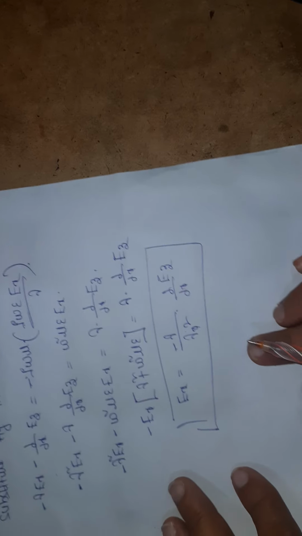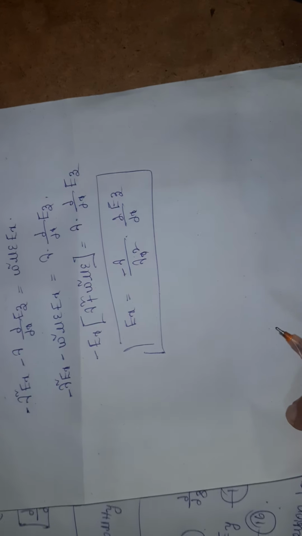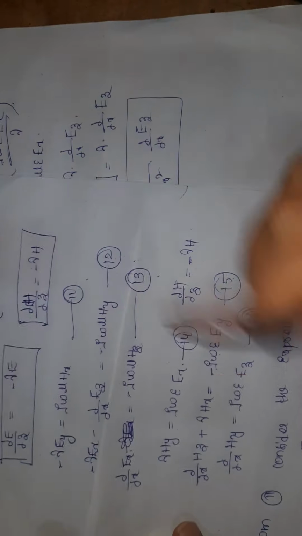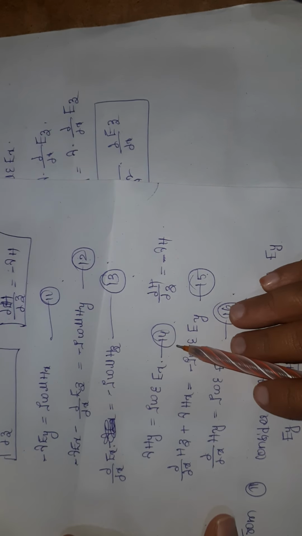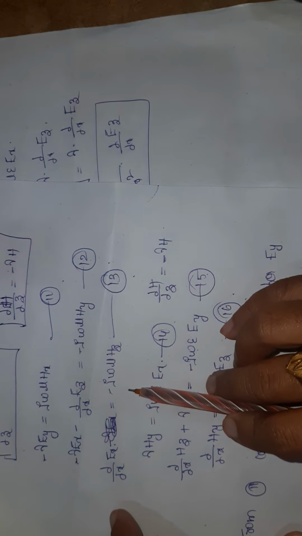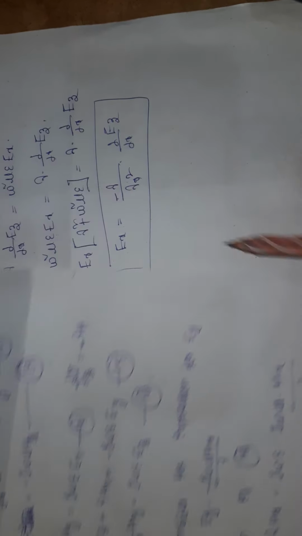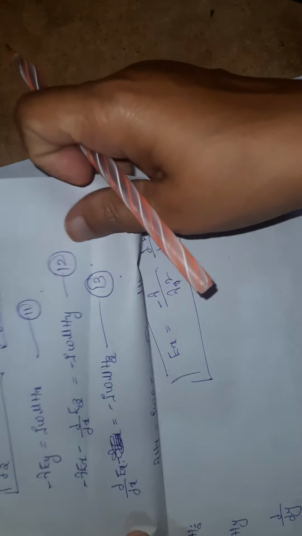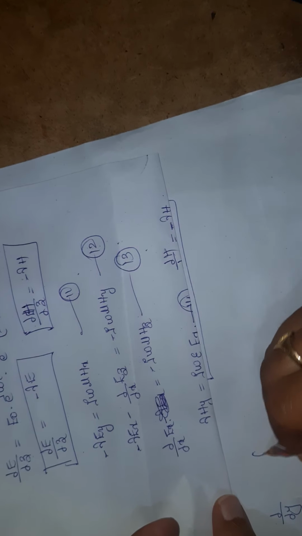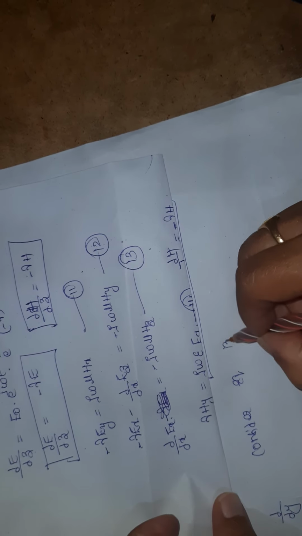Okay. Now to get ey and hy, what you have to do? Consider this expression, this one, equation 13, and write down the expression for hz. Okay. Consider equation 13.